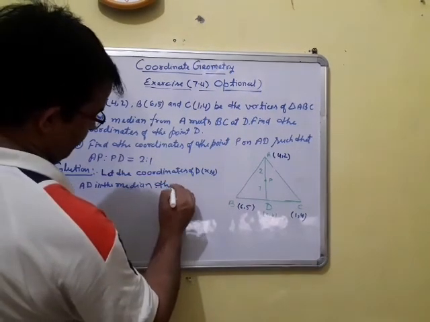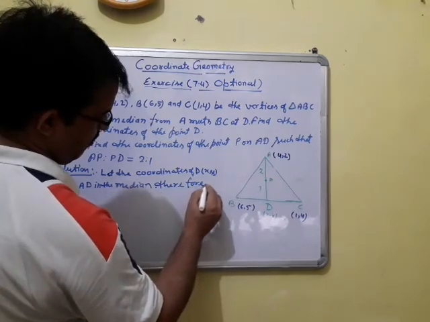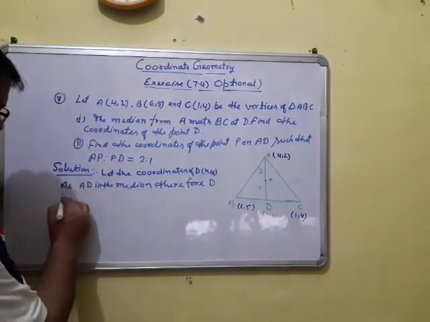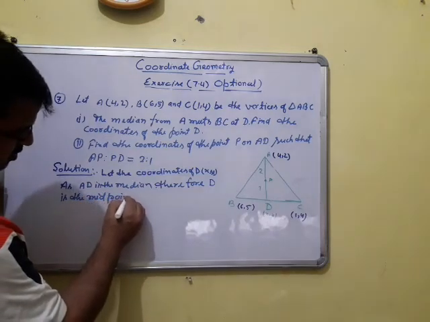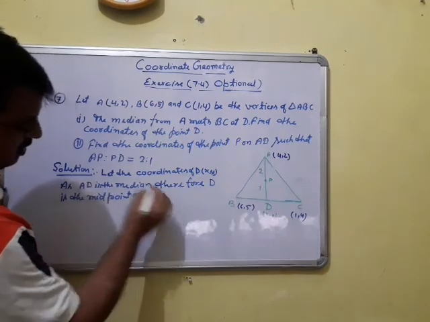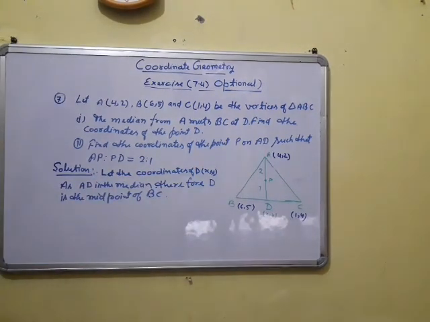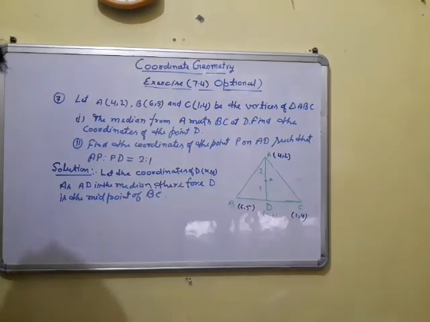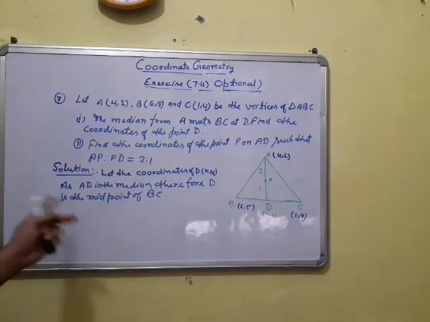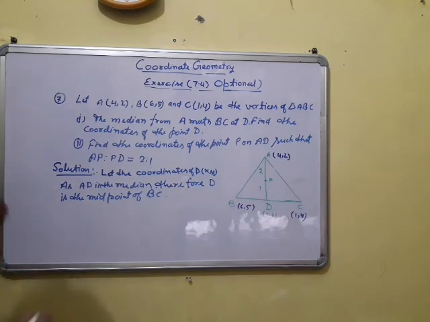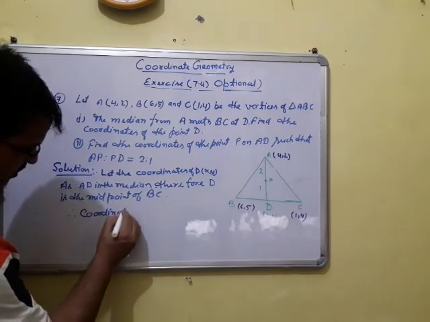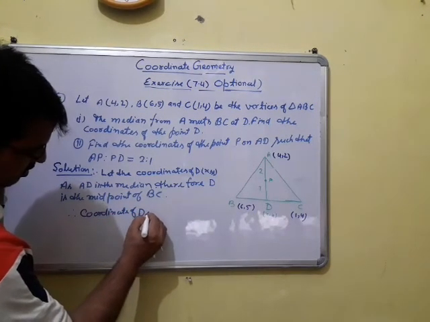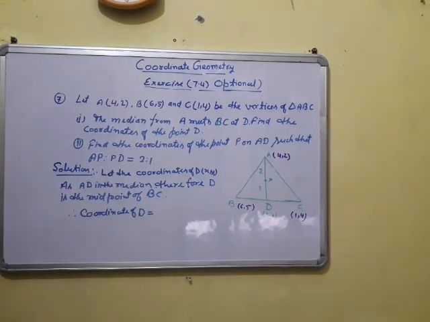So therefore D is the midpoint of BC. अब जब D जो है मिड पॉइंट है तो D के हम कोऑर्डिनेट्स फाइंड कर सकते हैं कैसे, अकॉर्डिंग टू द मिड पॉइंट फार्मूला. तो यूज हियर द मिड पॉइंट फार्मूला. So the coordinates of D, use here the midpoint formula.